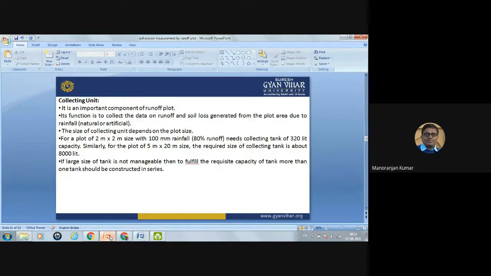Now the collecting unit. After the runoff, after the soil erosion, the sediment will collect at some point. At that point, the collecting unit is there. This collecting unit is an important component of a runoff plot. Its function is to collect the data on runoff and soil loss generated from the plot area due to the rainfall.